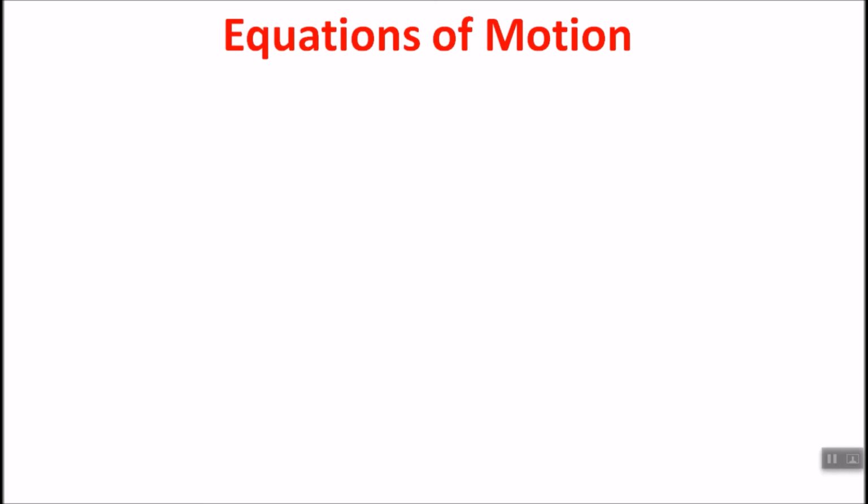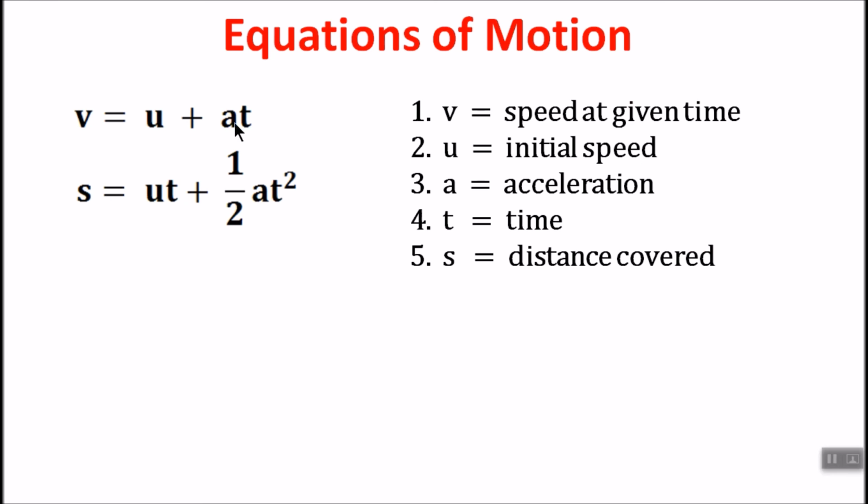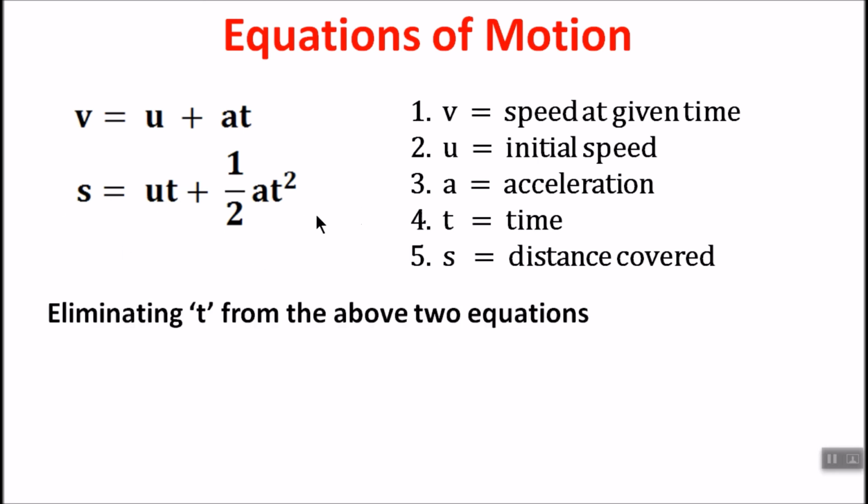We have seen the analysis of motion through the graphs, but it may not always be handy and easy to analyze a motion by making different graphs. So we need certain equations to describe this motion. The first equation of motion is given as V = U + AT. The second equation of motion shows S = UT + half AT squared, where V is speed or velocity at any given time, U is initial speed or velocity, A is acceleration, T is time, and S is the distance covered. If we eliminate T from the above two equations, we get another equation, V squared = U squared + 2AS.